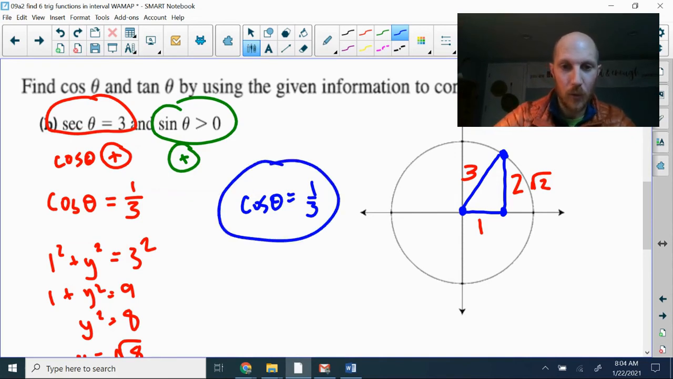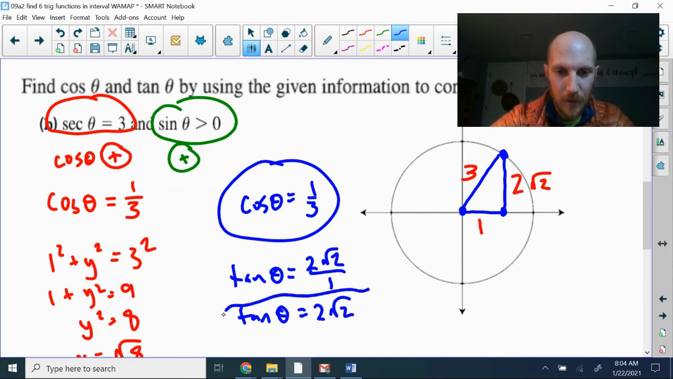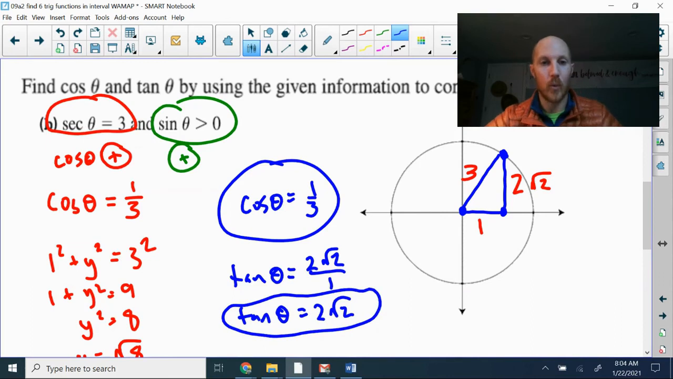So cosine of theta equals 1/3, and then tangent of theta, that's the opposite over the adjacent, so 2 radical 2 over 1. And do I really need to keep the over 1? I do not. So you certainly could write your answer as 2 radical 2 over 1. I'm going to simplify that and just say it is 2 radical 2.